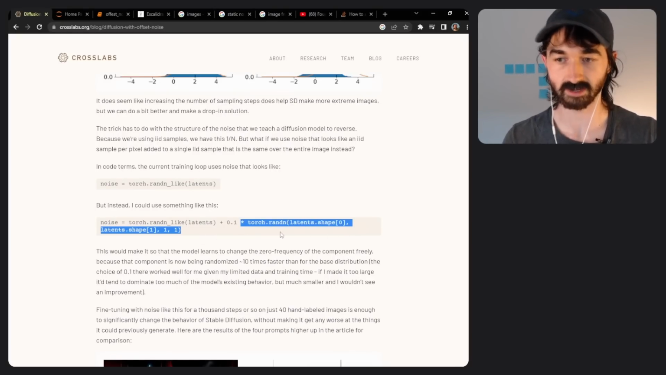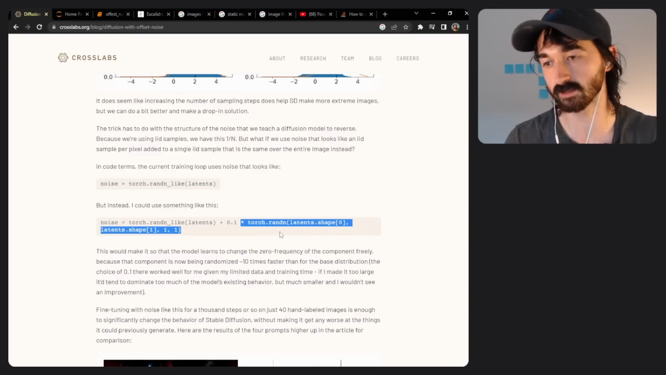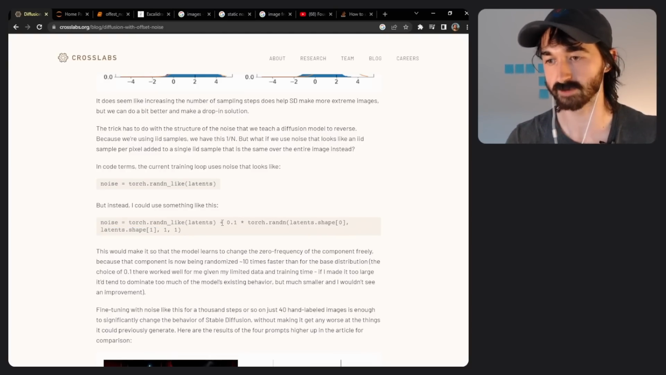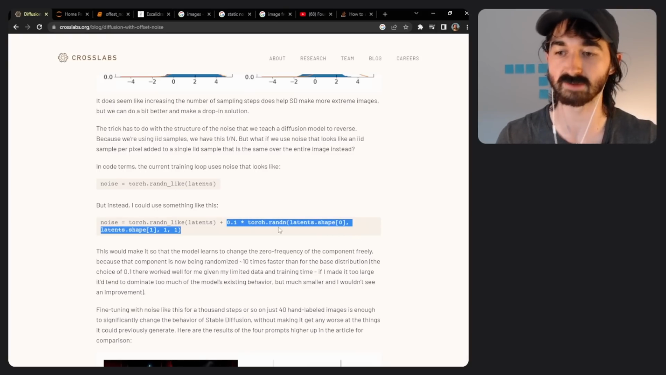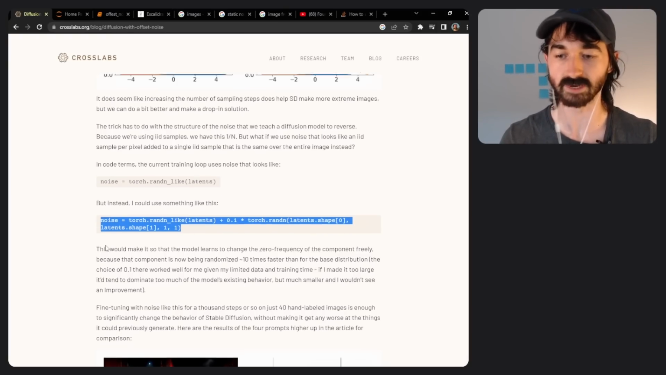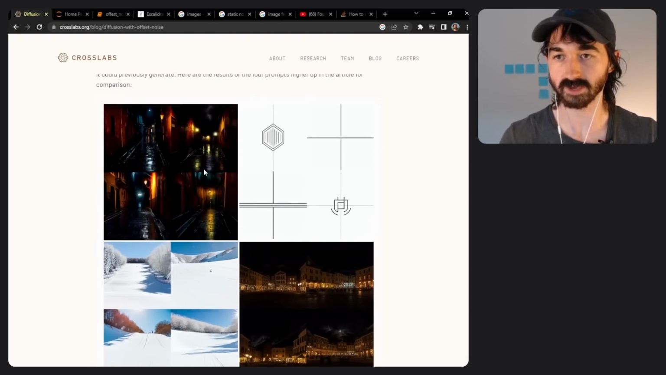All you do is generate one random number per channel. So for a normal image, you've got three channels. You generate three random numbers, multiply that by 0.1, and then multiply your usual noise by that. So it's very, very easy to implement, and the results are pretty good.